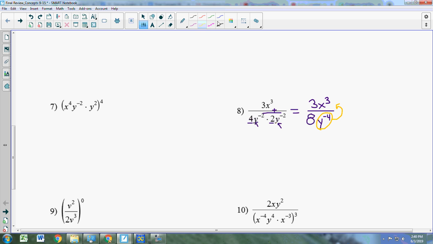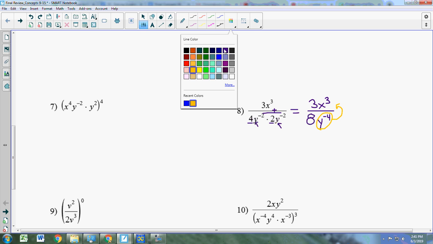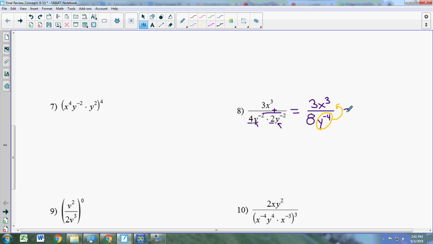Now, when it makes that move, it will also become positive. So now we're going to have this 3x to the third. Now we're going to have a y to the positive fourth up there. And then on the denominator, we'll just have an 8. And that's as simplified as we can have it. So there's our final result.